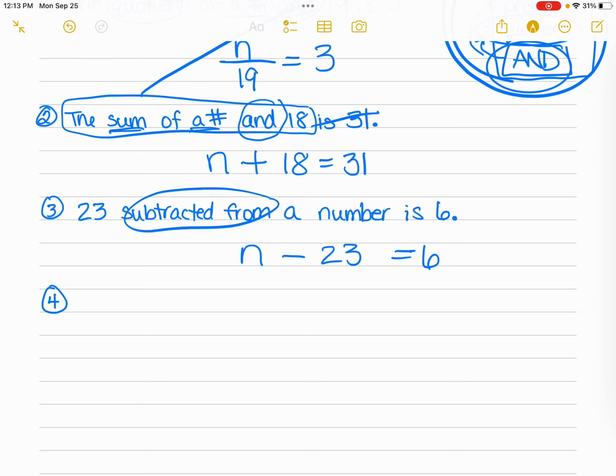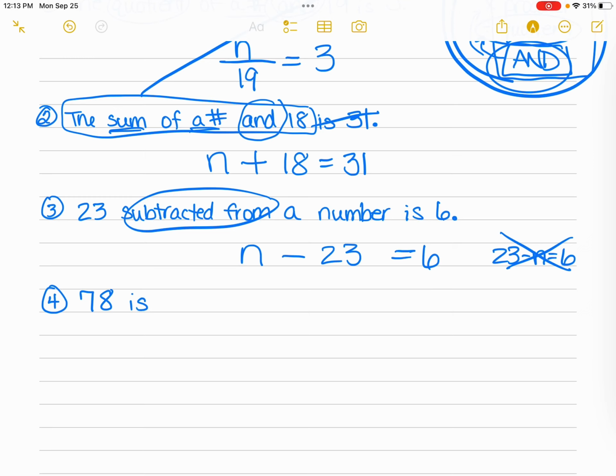It is not right if you go 23 minus n equals 6. That will be wrong. So make sure that you have it in the right order. Some of these just take that you're listening to the way that it says it. Sometimes kids do better if they can say them out loud. So you can always do that also.